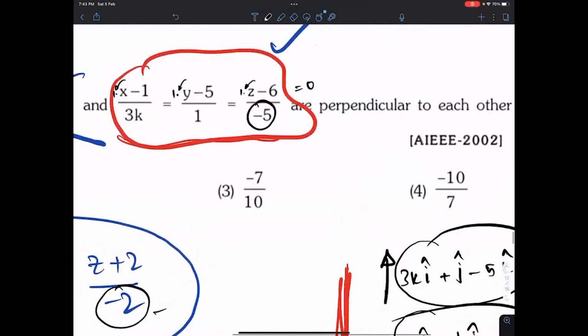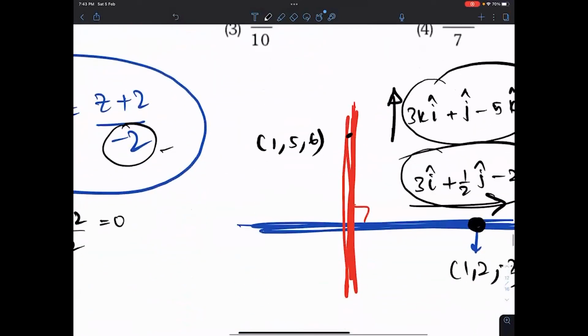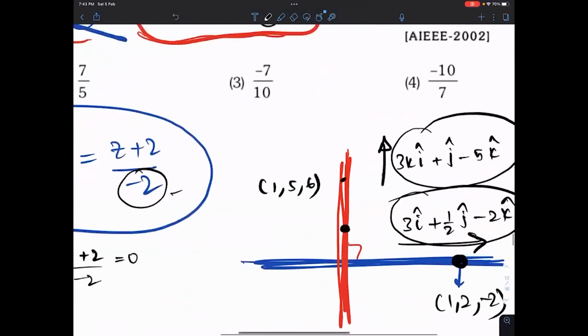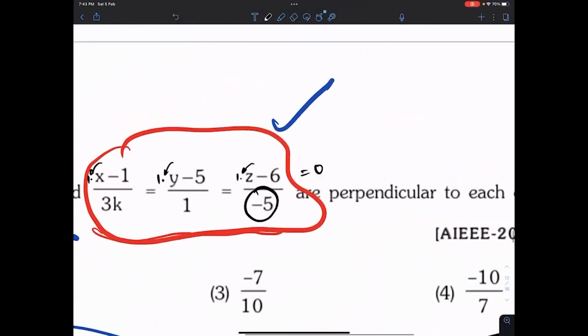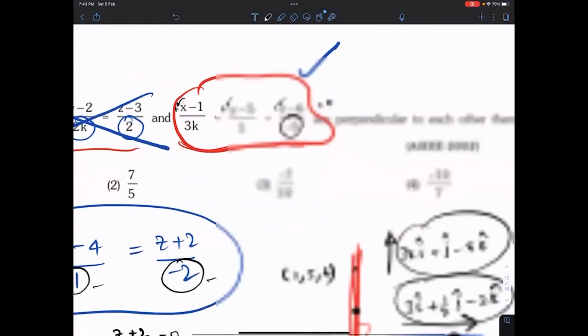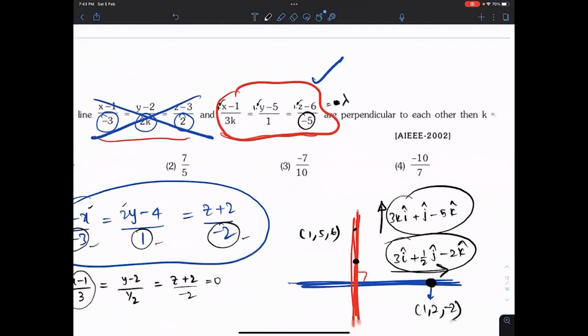What do we get? X is 1, y is 5, z is 6. If I ask you what is the general point on the red color line, you equate it to lambda. Already we have seen that. 3 lambda plus 1, lambda plus 5, minus 5 lambda plus 6, like that. General point you will get.